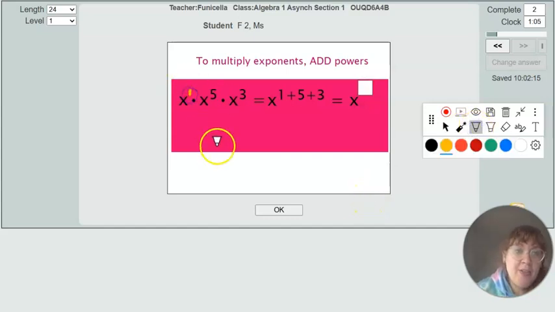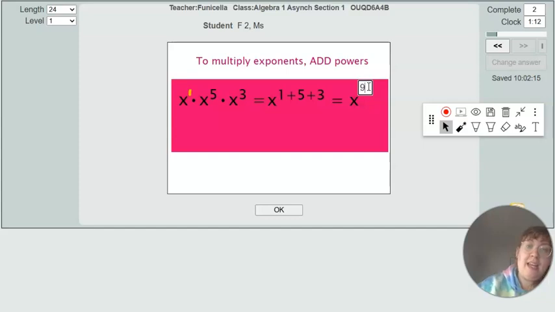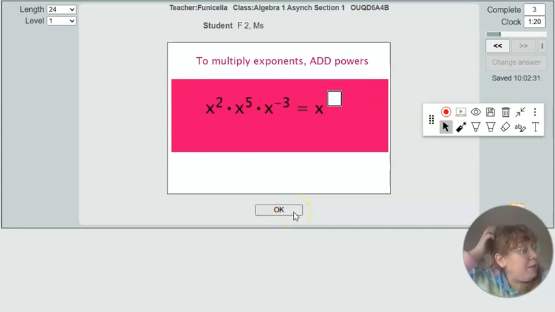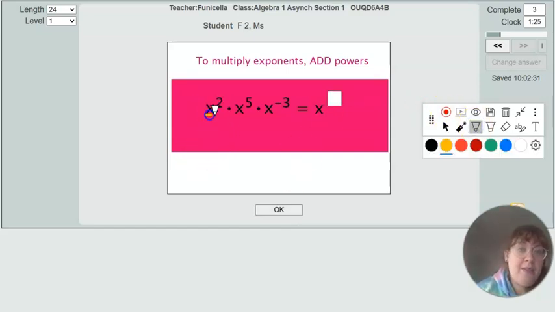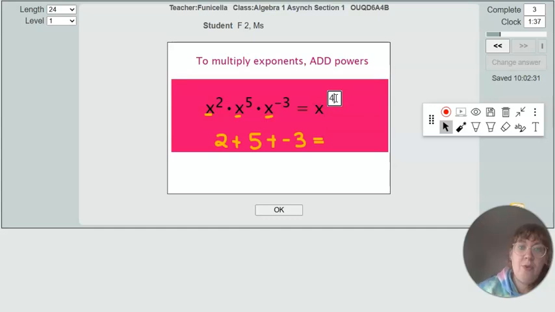This is an x to the first times an x to the fifth times an x cubed. So we have 1 plus 5 plus 3, which is going to get us an x to the ninth in total. X to the ninth. And hit OK. We can also do it with negative exponents. It doesn't matter. We follow the same property. So we have the same base. They're all x's and they're all being multiplied. So we have 2 plus 5 plus a negative 3. So 2 plus 5 is 7, minus 3 gets us 4. So this is an x to the fourth.